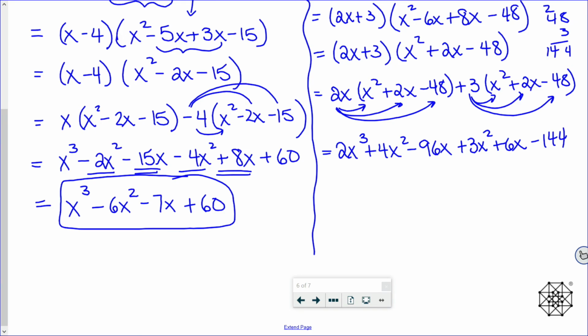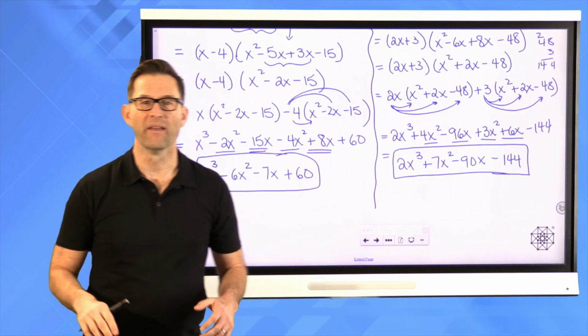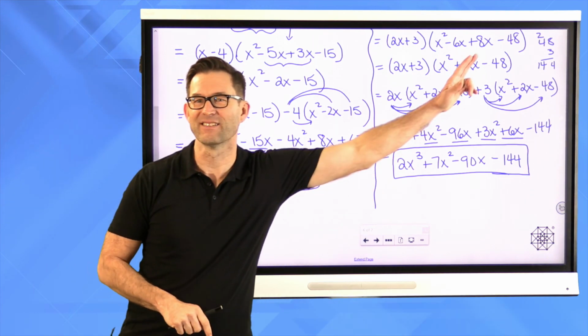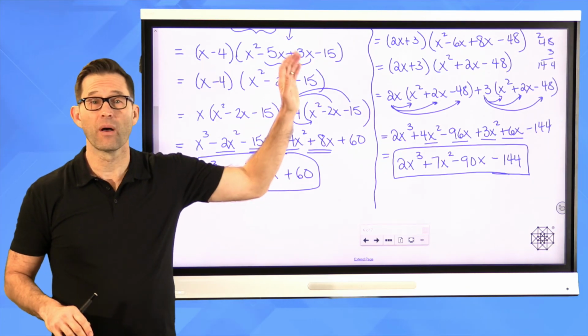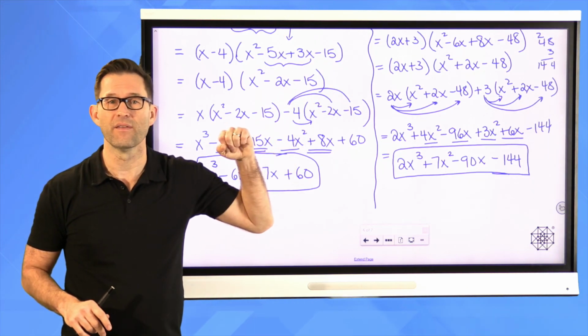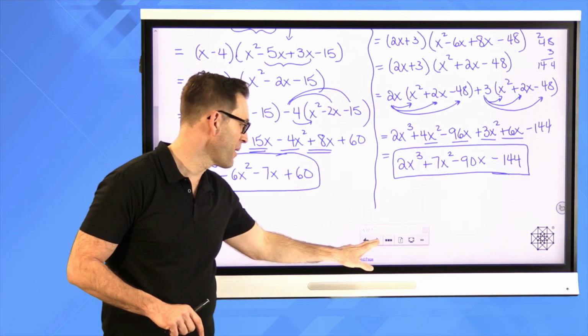All right, now let's combine like terms. Nothing combines with the 2x cubed. 4x squared plus 3x squared is 7x squared. Negative 96 plus 6 is just negative 90. And minus 144. Sometimes I should just trust my elementary school skills and go back to doing multiplication the old-fashioned way. Again, very lengthy problems, easy enough to make an arithmetic mistake in this. Never hurts to have your calculator out. I just didn't want to bring mine out right away. So let's wrap this up.